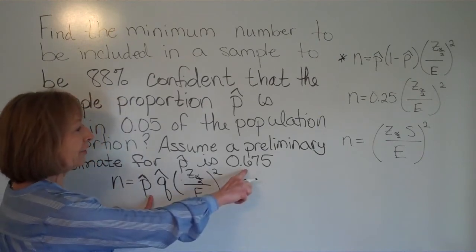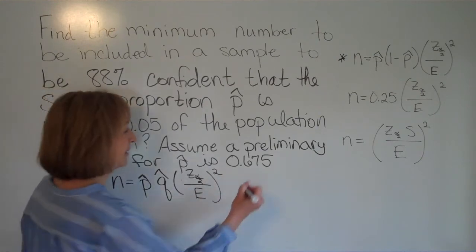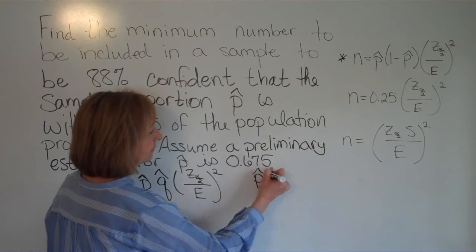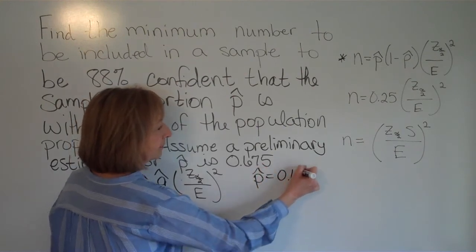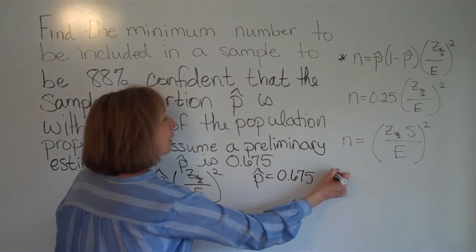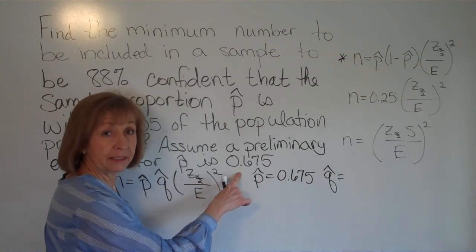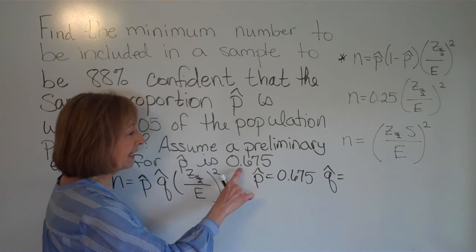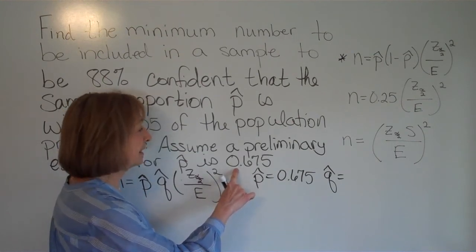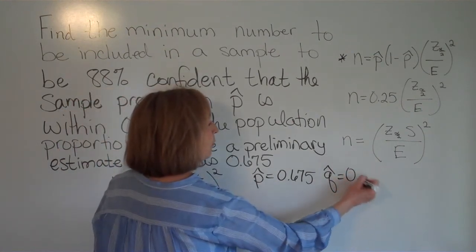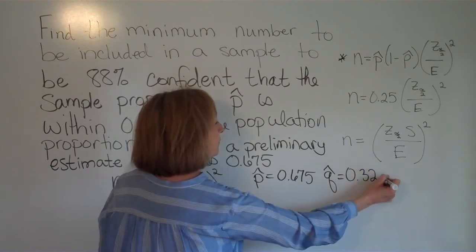Now p-hat I know is 0.675. q-hat is 1 subtract p-hat. So if I take 1 and I subtract 0.675, I get 0.325.